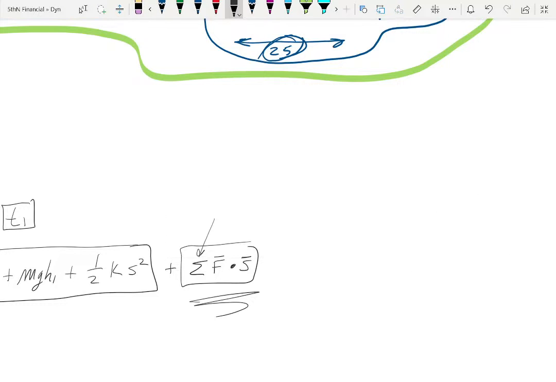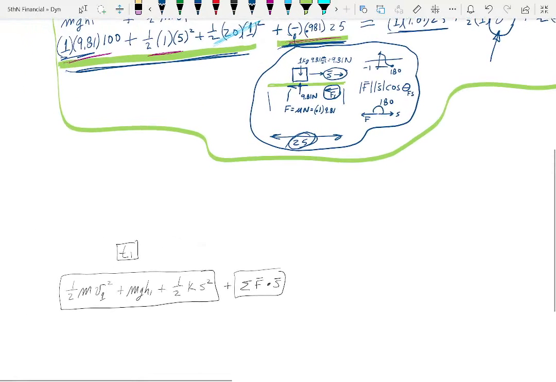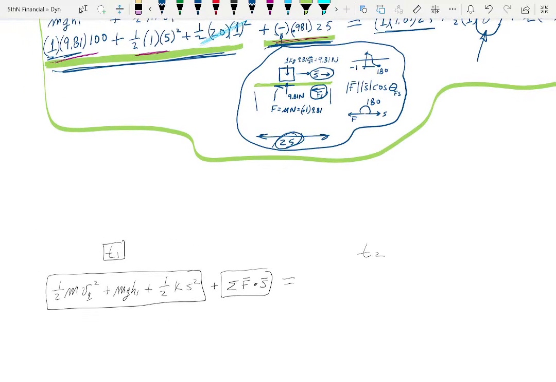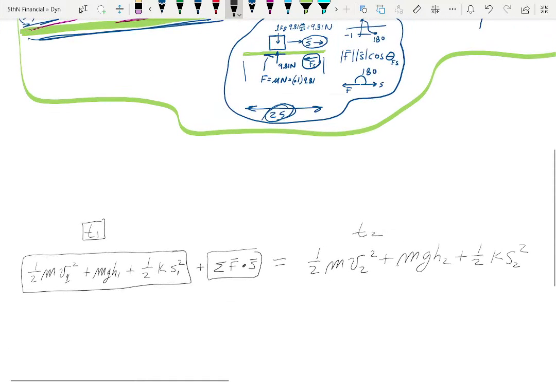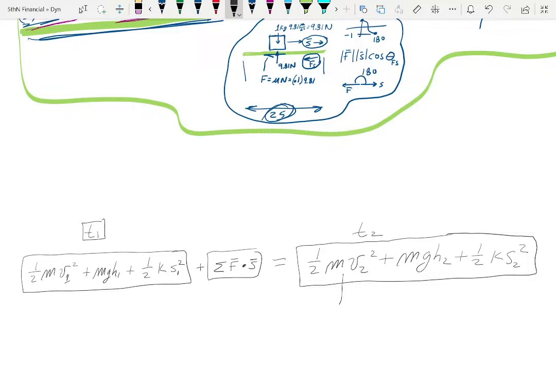Situations where you're adding or taking away energy from the system. And then you identify, okay, at some time t2, you have 1/2 mv2 squared plus mgh2 plus 1/2 ks2 squared. And that I should have written with S1, so I apologize there. This is the energy state at T2.